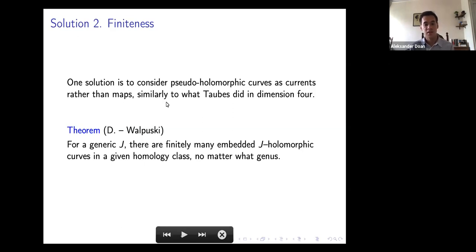So using this idea, you can prove the following theorem: for a generic J, there are finitely many embedded J-holomorphic curves in a given homology class, no matter what genus. So in fact, this pathological situation that I described cannot happen for a generic J.